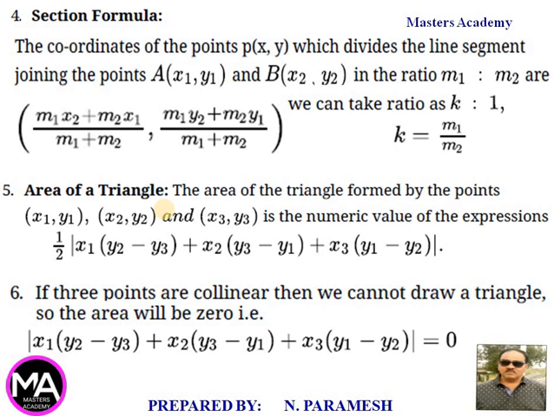Sixth point, if 3 points are collinear then we cannot draw a triangle, so the area will be 0, that is mod of [x1(y2 minus y3) plus x2(y3 minus y1) plus x3(y1 minus y2)] mod close is equal to 0.